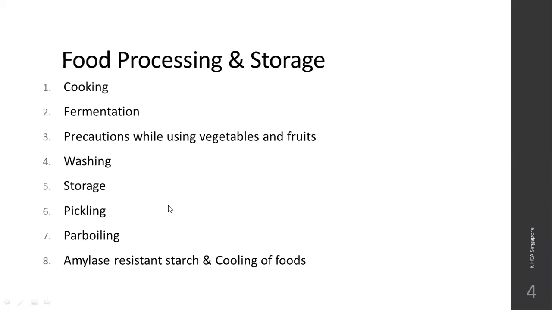Storage: cereals, pulses, etc. should be stored in clean, tightly covered containers. Vegetables should be stored in cool, dry place or in refrigerators, in dry, open baskets. Pickling increases the life. Parboiling, this is an ancient Indian method used for steaming the rice and all. So parboiling improves the shelf life of rice, and it avoids the destruction of rice or any other cereals because of insects. So it's a good method of cooking cereals.